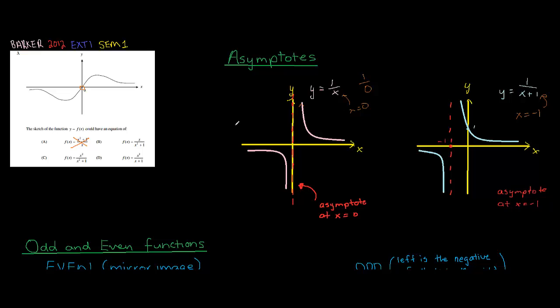D is a similar idea to what we had in this picture over here. When you put in x equals minus 1, you'd expect to have an asymptote here if this was the graph, but that's not the case. So we can rule out B and D. So now it's just a two-horse race between B and C.